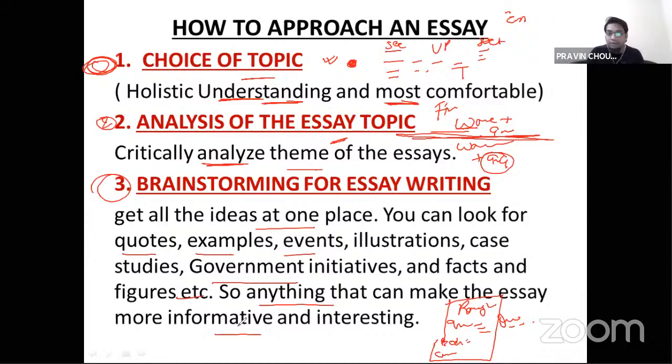So how should you learn all these things? By joining more test mock test series, by joining more essay writing practice and reading very good material, that will help you. Anything that can make the essay more informative and interesting. So this is how you can approach an essay. If you follow all three guidelines, all three meaning strategy, you will see that you are more comfortable writing an essay on whatever topic you want to write.